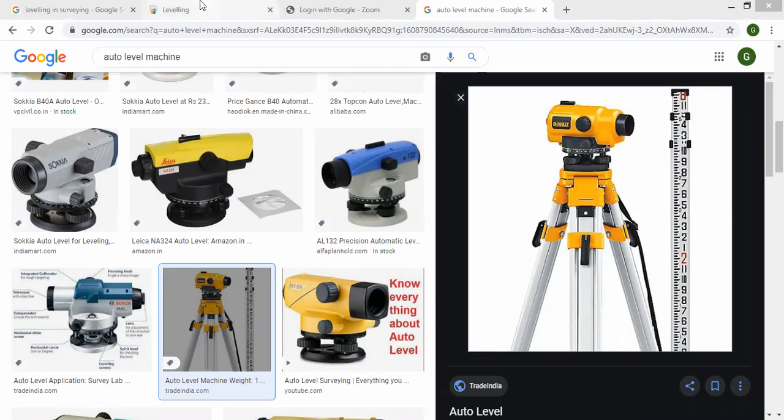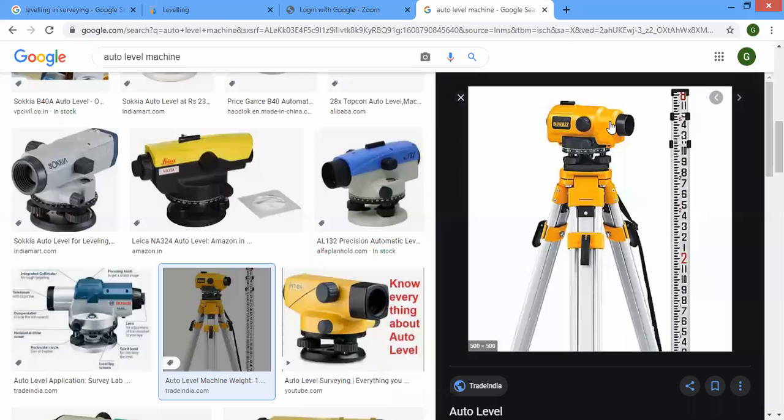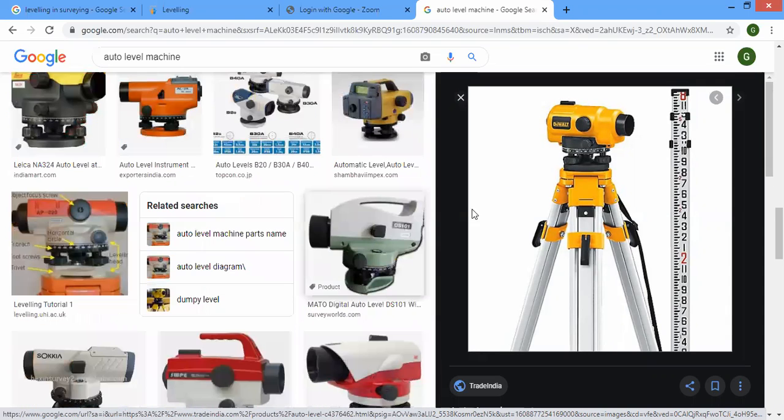If I go for the terms, which one do I have now? Line of collimation: intersection of line of crosshairs of diaphragm to the optical center of object glass and its continuation. It is also known as line of sight. See here in the image, you have one telescope and viewing end. A round black circle is visible to you. From here you will be seeing to the other end. On the other end you will have the diaphragm. Right, this is called the line of collimation.